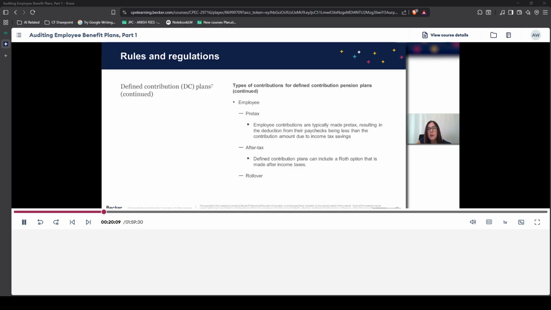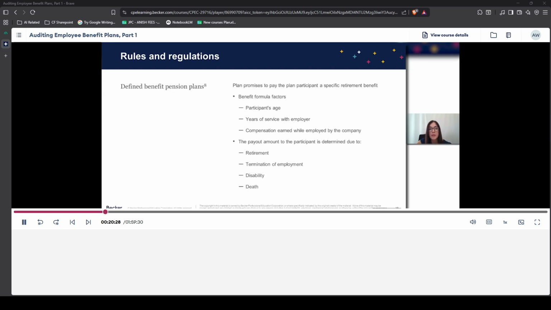As part of your EBP audit, you're going to be testing all the different types of contributions that are allowed, both the employee and the employer, because that's one of the compliance aspects of an employee benefit plan audit, is that we're testing to make sure that the plan is operating in accordance with that plan document.